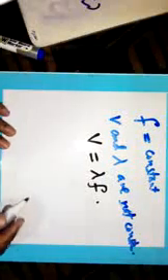Now, let us recall the wave equation. V equals lambda f. Now let us make f the subject. f equals v over lambda. Let us assume this is equation 1. Assume we have two different media.